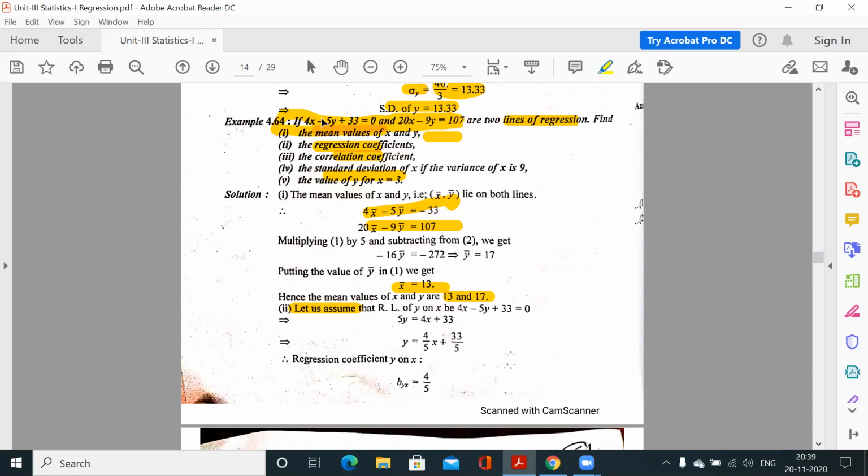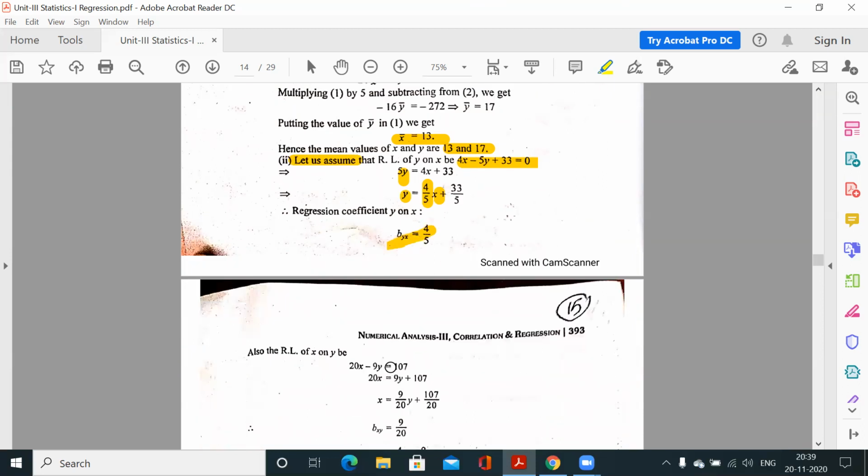Okay, so this is y over x, so the other would be x over y. If this is y over x, we will solve this for y. So for 4x minus 5y plus 33 is equal to 0, solve this for y: 5y is equal to something, so y is equal to this. The coefficient of x is our regression coefficient. This is the y line, so this is byx.